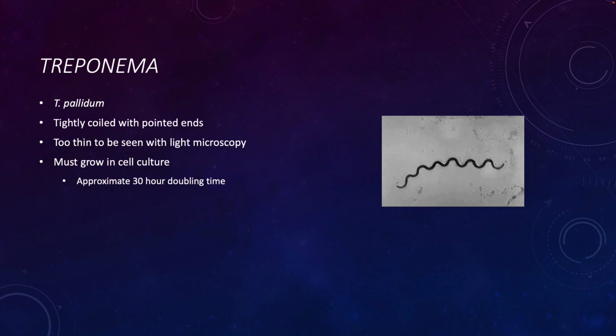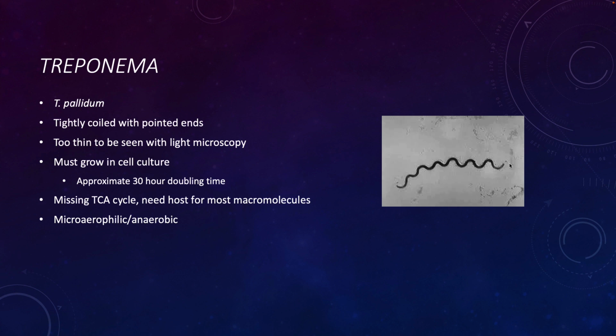And it's very slow growing. It has an approximate 30-hour doubling time. The bacterium is missing the TCA cycle, and it needs the host for most macromolecules, which makes it very difficult to grow in culture because we can't necessarily provide all of the nutrients it needs. They kind of border on microaerophilic versus anaerobic. They have much lower oxygen requirements than regular aerobic bacteria.